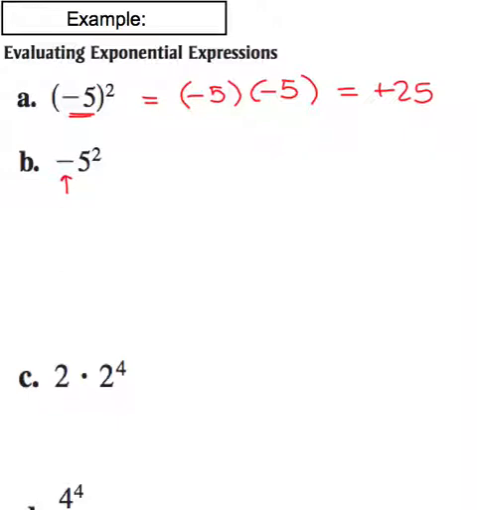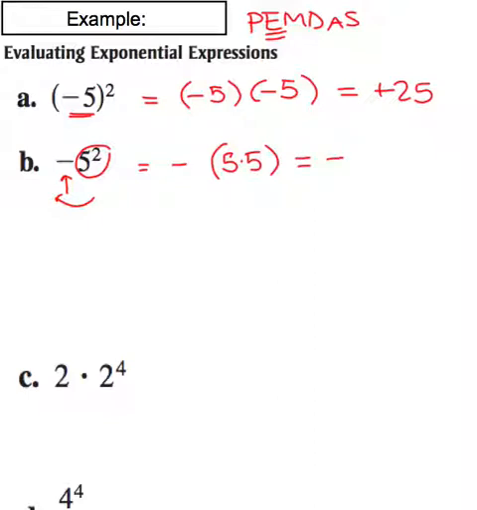So remember PEMDAS: parentheses, exponents, multiplication, division, addition, subtraction. Right now we're on exponent. You have to take care of this piece first and then go back and multiply by -1. So I still have that negative, and now I have 5 times 5. So negative, and then 5 times 5 is 25, so we get -25. So be very careful with those two examples. I wanted to highlight that.